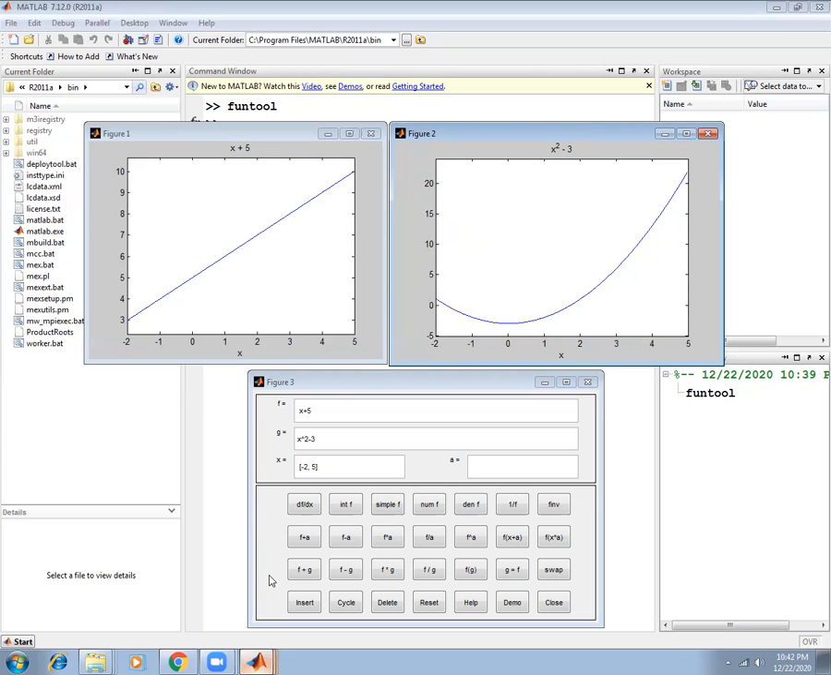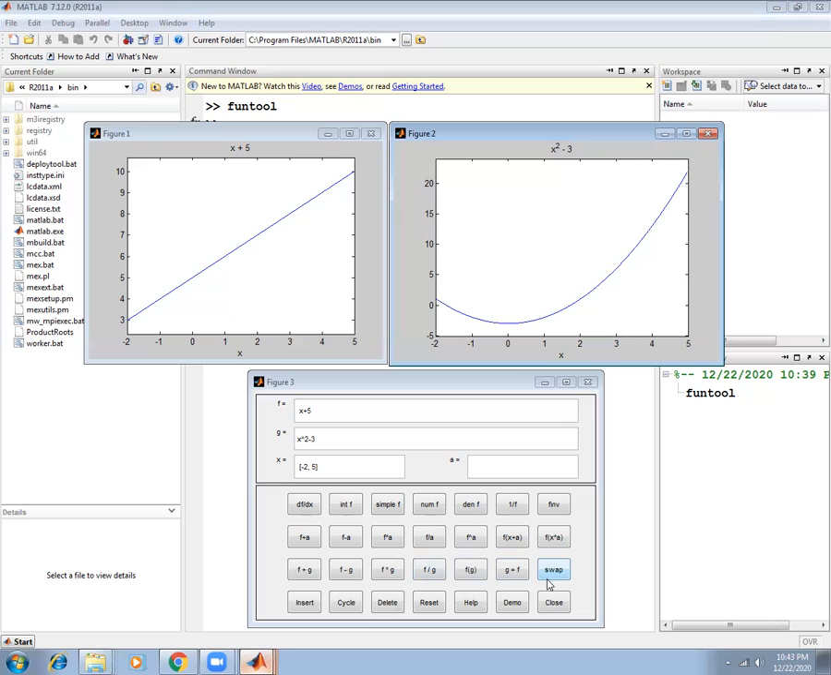Using the control buttons of row 3, which are f plus g, addition of the two functions f of x and g of x; f minus g, the second button in the third row, is the subtraction of f of x and g of x; f into g, product of f and g of x; f by g, division of f and g of x; f of g, where x is replaced by g of x; g equals f, where g is replaced by f; and swap.